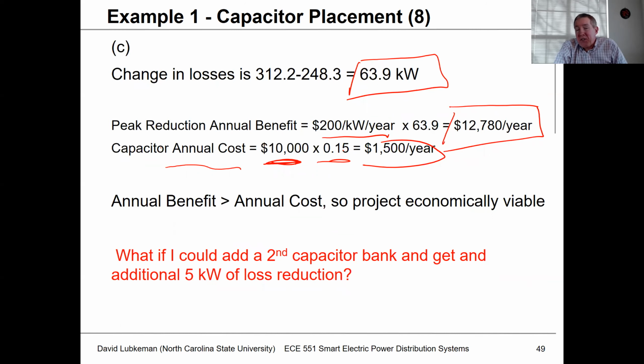$12,780 of benefit per year compared to $1,500 of cost per year. It's pretty simple. You basically want to go ahead and add this project.